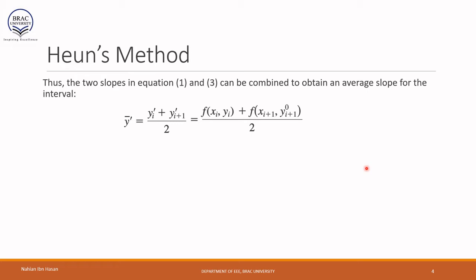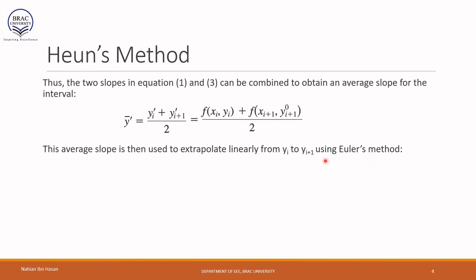In Euler's method we were using a single slope, the slope at the initial data point, but in Heun's method we use two different slopes, at the initial point and at the end point. If we substitute the two values here, we get an average slope like this, and now this average slope is going to be placed into the original Euler's method to get yi plus 1. That means the final predicted result, which looks something like this.